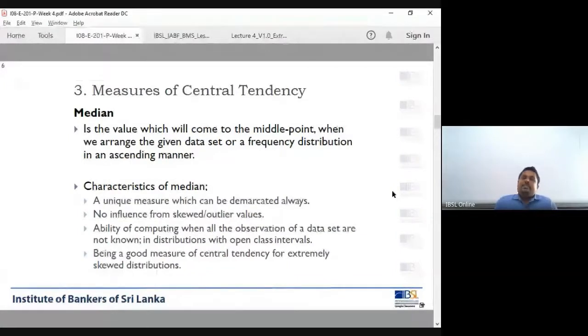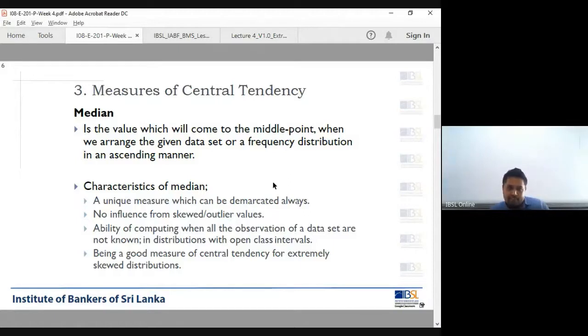We're moving on to the second measure of central tendency, which is the median. As we discussed in the beginning also, this is the value which will come to the middle point, the 50% point, when we arrange the given data set or a frequency distribution in an ascending manner. Could you arrange them in a descending manner and get the median? Still you can. You can look from minimum to maximum or maximum to minimum. That doesn't really matter. Okay.